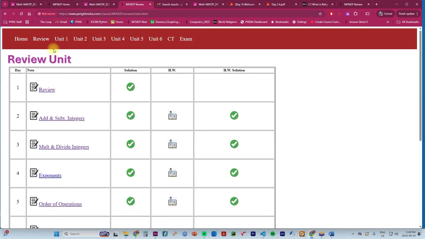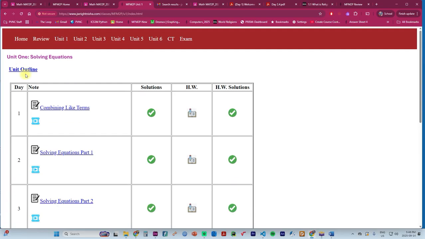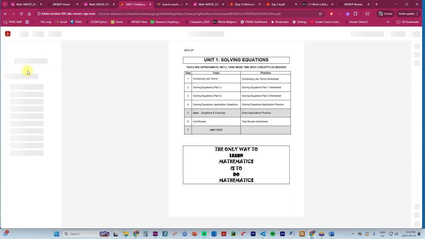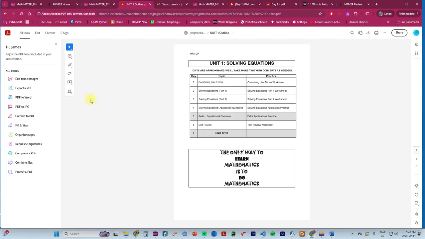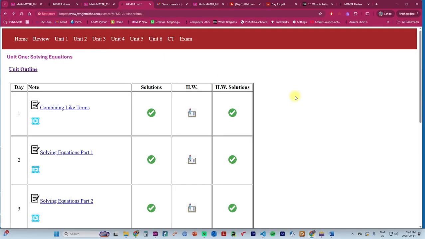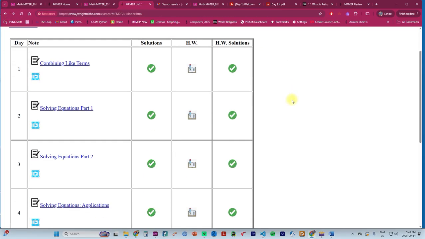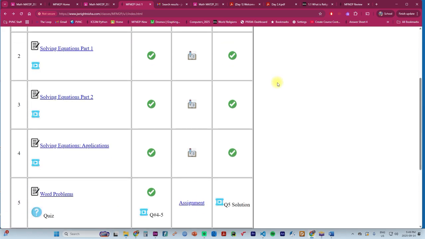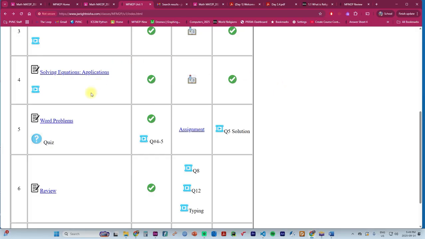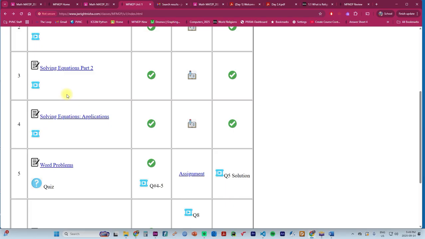And then we'll go into Unit 1 starting next week. Have a little unit outline showing what the various days are. And once again, notes, solutions, homework, solutions. What we also have here is a quiz on the 5th day, and each day has a video associated with it.